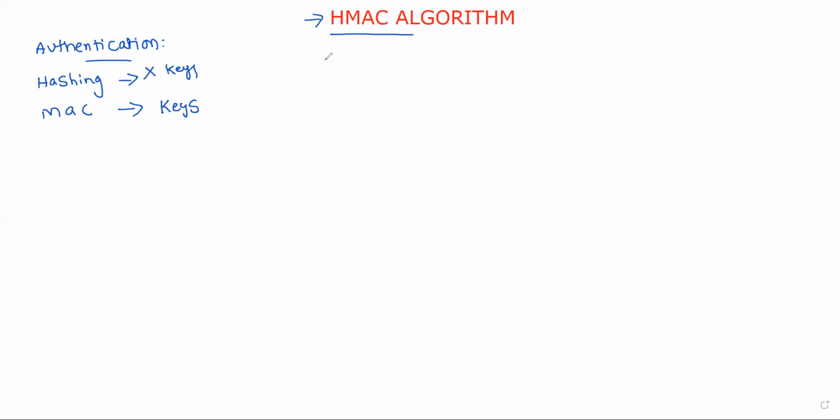Now, what is HMAC? H in the sense hashing plus message authentication code. That is, in simple terms, hashing algorithm with key. This is the HMAC algorithm. Okay. And the procedure is also very simple.